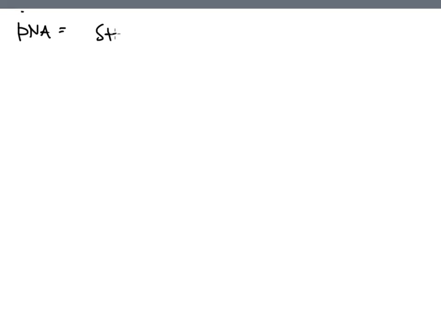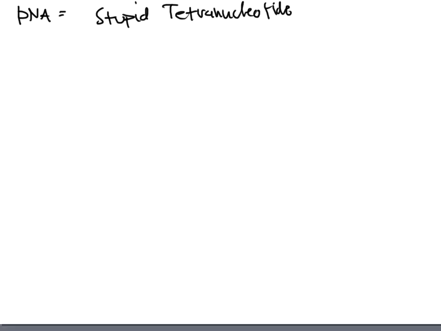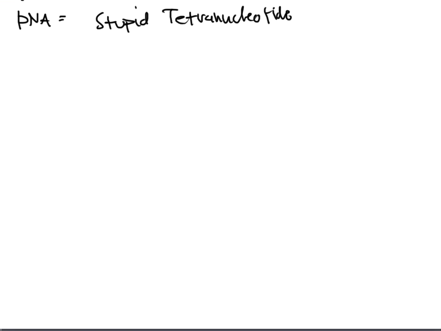So long ago, DNA was often called the stupid tetranucleotide, tetra meaning four. And the reason they said this is because they thought that DNA was just a random assortment of molecules clumped together that had no importance at all. When we today think about our genetic carrier, we often think of DNA. But this was not the case in the very early parts of this discovery.